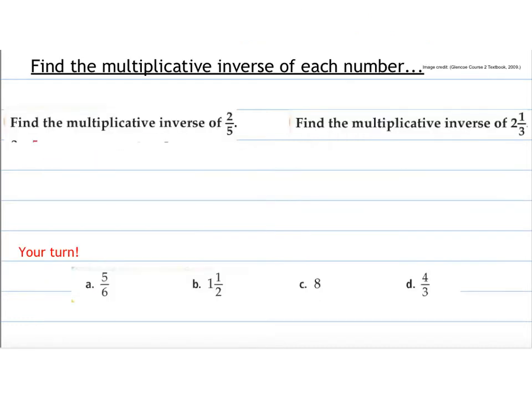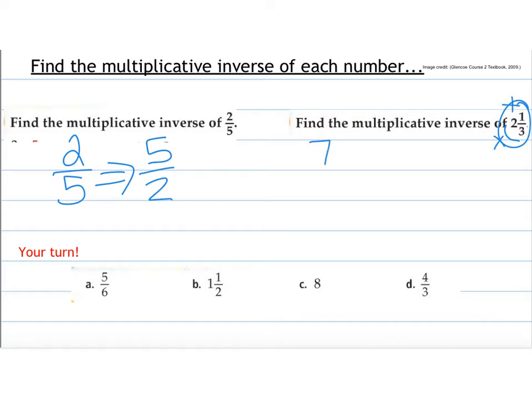So let's refresh our memory of multiplicative inverse. With the multiplicative inverse, we literally just flip the number. So the multiplicative inverse of 2/5 would be 5/2. For the multiplicative inverse of 2 1/3, first we need to write it as an improper fraction. Remember, we do 3 times 2, which is 6, plus 1, so 7. Keep the denominator the same: 7/3. And then the multiplicative inverse would be 3/7.